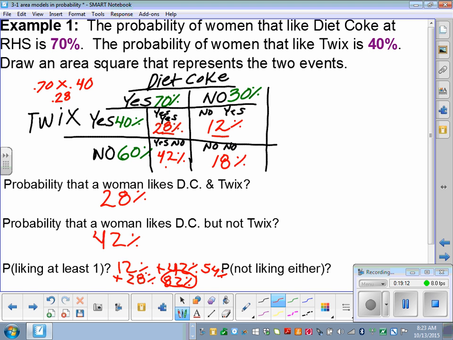So that's why the probability can be tricky, is you got to sometimes make sure you're reading the problem correctly. Okay, what's the probability of not liking either? 18%. No and no. Very good. Okay, any questions on that? All right. Any questions? Okay, let's do one more.